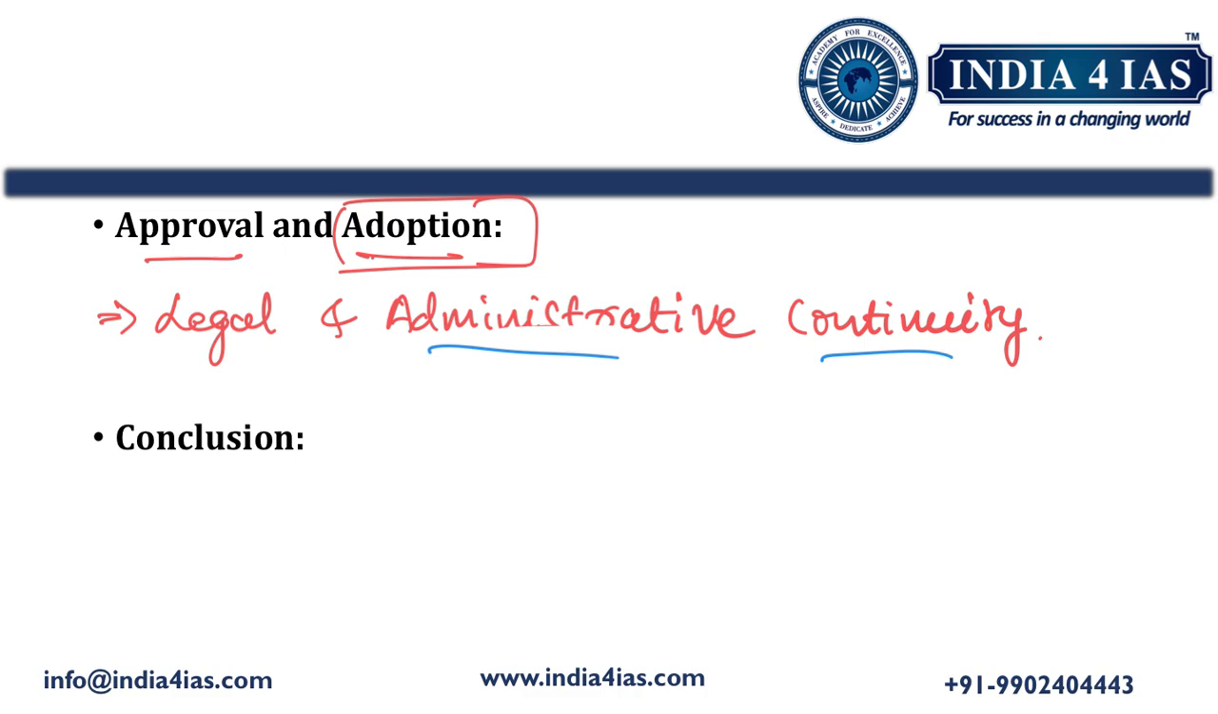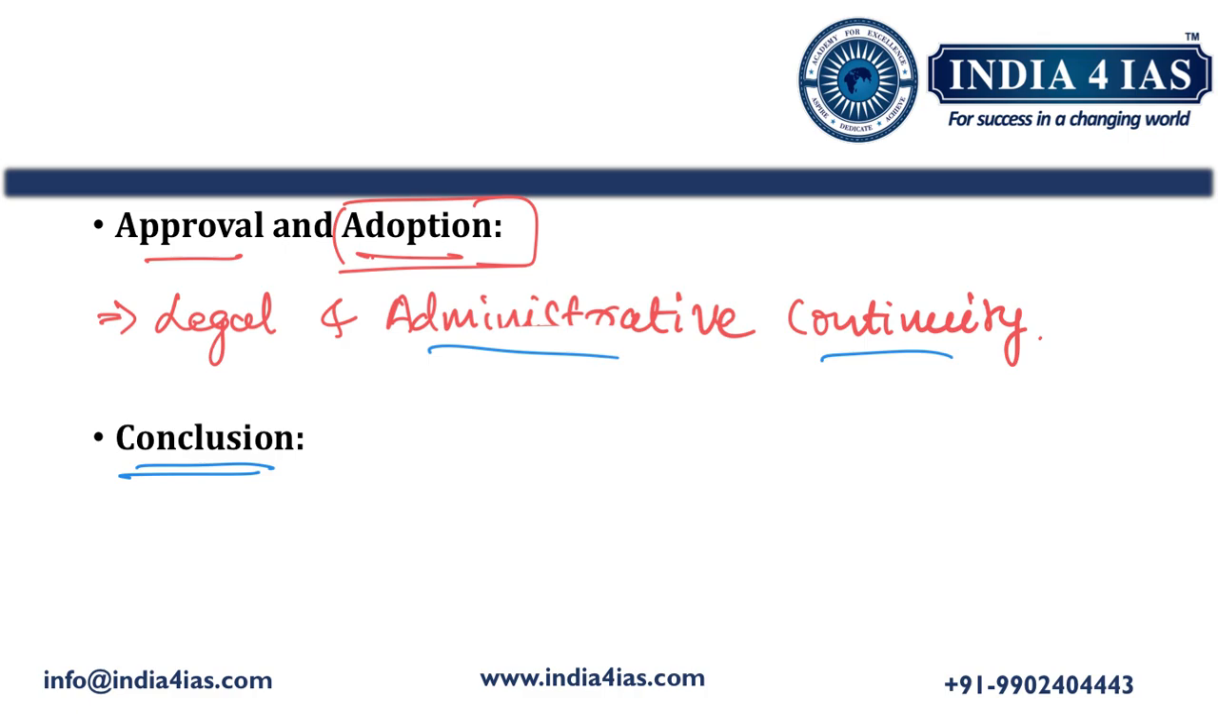Then we should highlight the challenges faced by the Constituent Assembly, like partition and communal riots, handling diverse opinions, and time and resource constraints in framing the Constitution. This we can just mention, need not explain. Then lastly, we should conclude the answer.